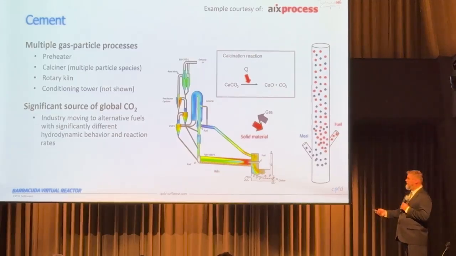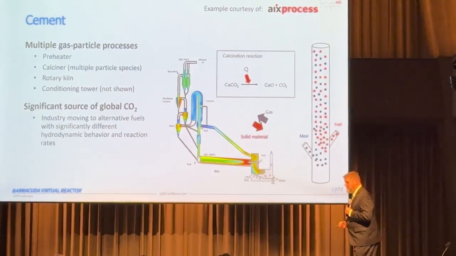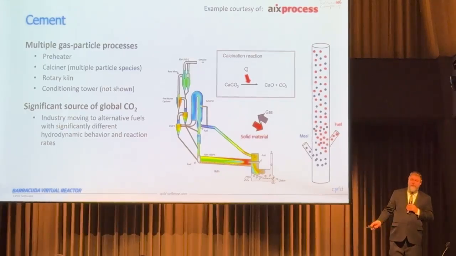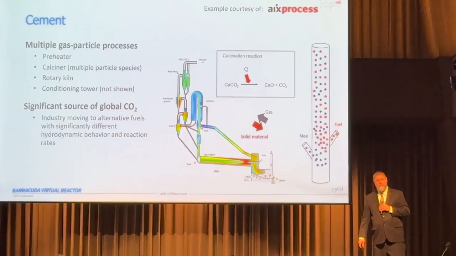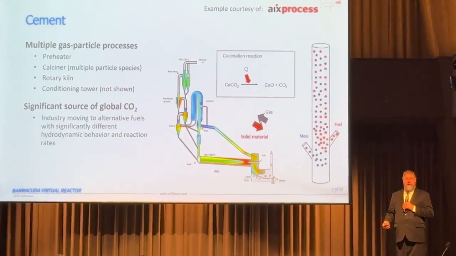Touching on cement very briefly in just a couple of slides. This is not really an emerging thing, but just to briefly mention, there are many gas particle processes in the cement process. So there's a lot of preheating to preheat the meal. These are typically done in cascading cyclones to preheat the material. There's a calciner. There's a kiln. There's a conditioning tower not shown. In the basic calcination process, cement is responsible for, depending where you look, 4 to 8% of global CO2. Now, part of that is that calcination is a very highly endothermic process. So you need to provide that heat.